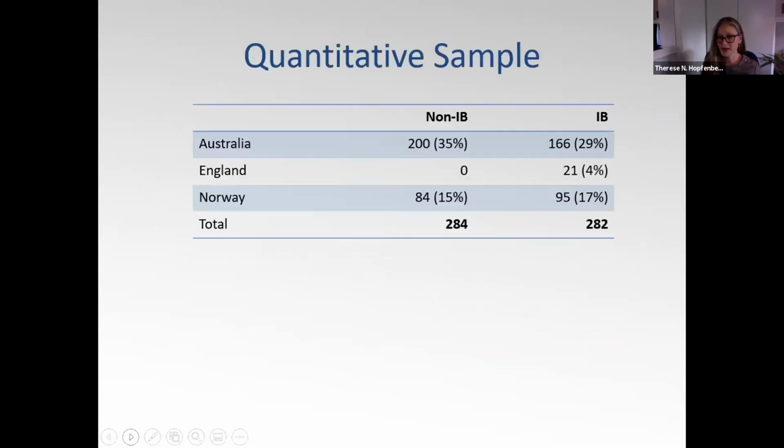And you can see that in the quantitative sample here, that in Australia, we had 200 non-IB students and 166 IB students, while in England, we were not able to have more than 21 IB students and none from non-IB schools, simply because the schools were locked down in March 2020 when we had planned to collect data. In Norway, we managed to collect data in 84 non-IB schools and in 95 students in IB schools. But the whole sample was, in a way, impacted by the lockdown and the pandemic.